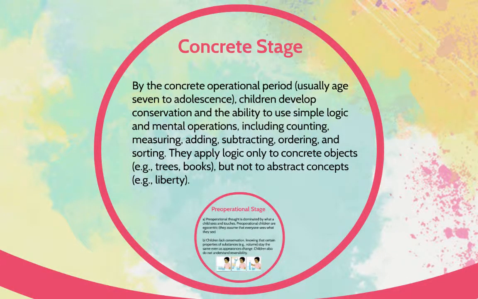By the concrete operational period, usually age 7 to adolescence, children develop conservation and the ability to use simple logic and mental operations, including counting, measuring, adding, subtracting, ordering, and sorting. They apply logic only to concrete objects, like trees and books, but not to abstract concepts like liberty.